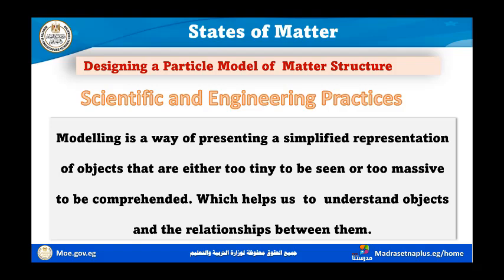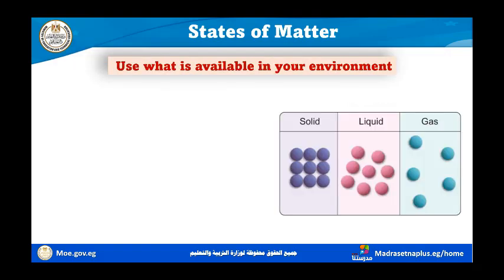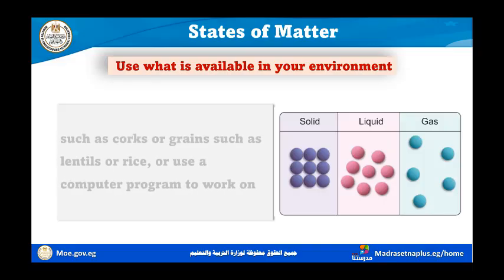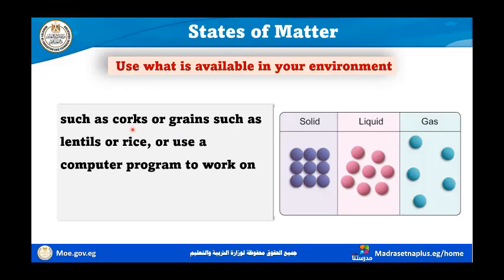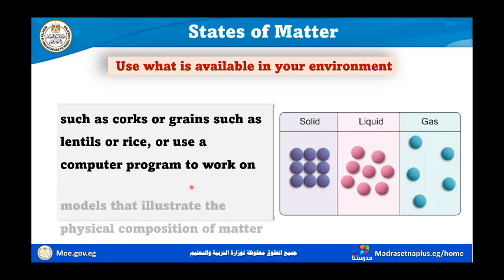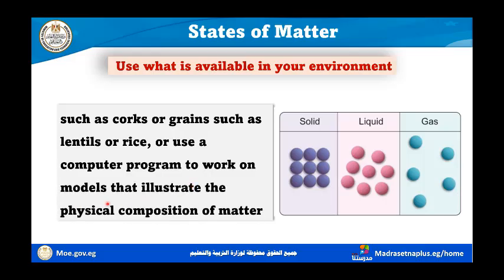We are going to try to do it in our session. So we will use some tools from our environment, like for example corks or grains such as lentils or rice, or use a computer program to work on models that illustrate the physical composition of matter. Try to use something very simple, like some lentils. Lentils means حبات من العدس.